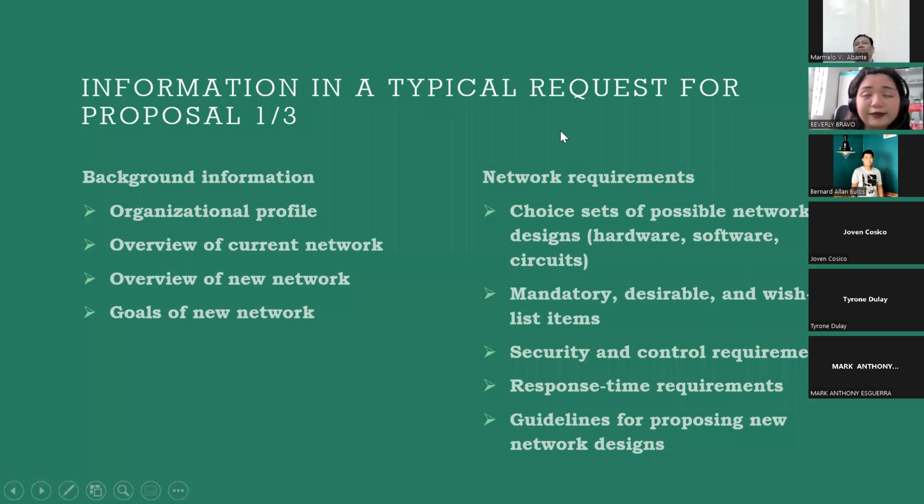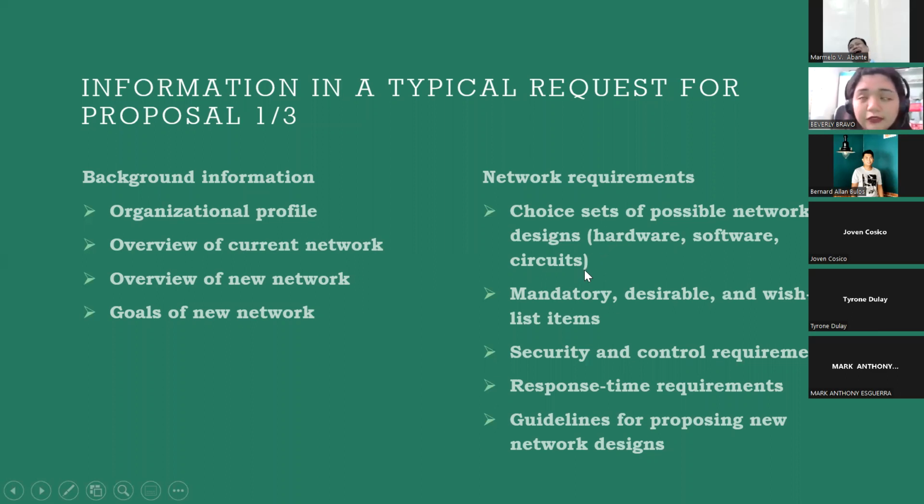So here is the request for proposal. In a request for proposal, we'll be seeing this information. First off, we'll see the background information. So this includes the organizational profile, the overview of the current network, if that network already exists, the review of the new network, and the goals of the new network. So it has to be well documented at that point.